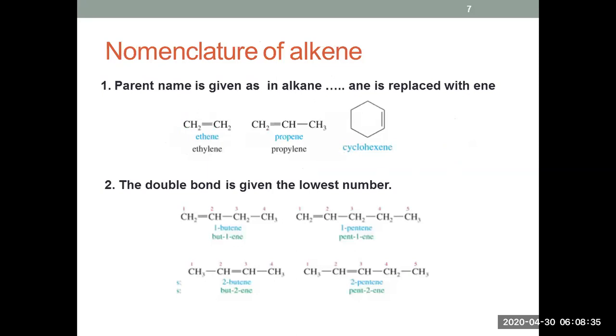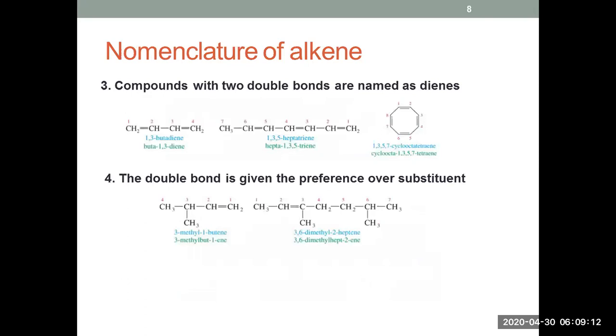Now we will discuss various rules for naming the alkene. The first rule is that you have to name the parent in such a way that the ending should be ene. This is propene, this is ethene, cyclohexene. You have to number the longest continuous chain in such a way that the double bond gets the lowest position, like 1-butene, 1-pentene, 2-pentene, 2-butene. Compounds with 2, 3, or 4 double bonds can be named as diene for 2 double bonds, triene for 3 double bonds, and tetraene for 4 double bonds.